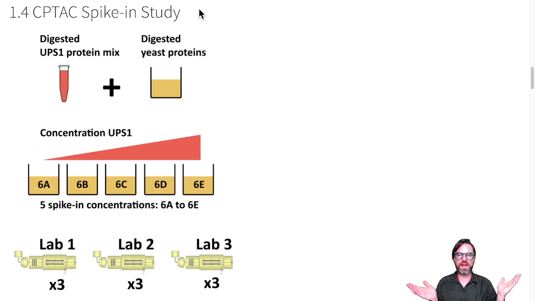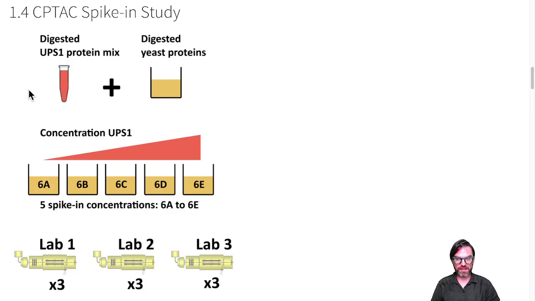How were researchers able to construct such a clean dataset? They started from yeast cells. They have lysed all the cells and they have harvested the proteins. They then have digested them into peptides. Every sample in this experiment will contain the same yeast background, so all the yeast proteins are not differentially expressed. On top of that, they also added UPS proteins, and UPS is a mix of 48 human proteins.